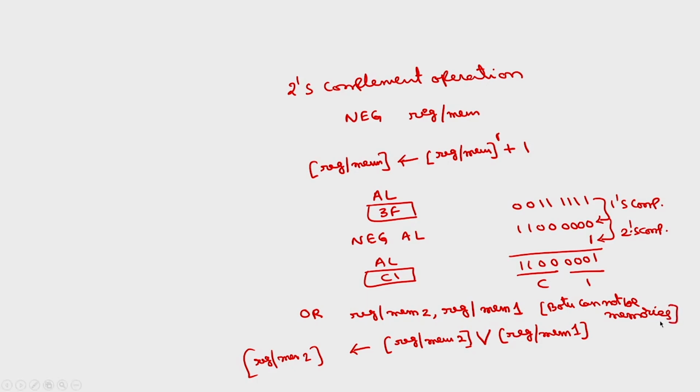Again, the memory means the memory location which can be accessed by using any of the addressing modes. If I give an example of this OR operation, if I write OR AH comma contents of, say, BX. So this is destination is register, source is memory.